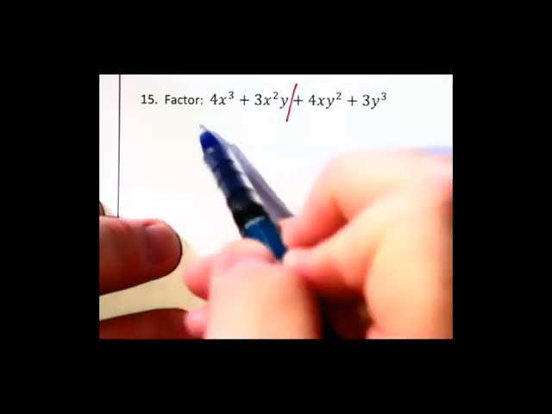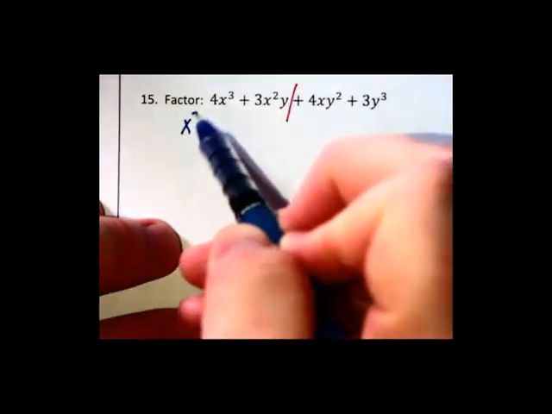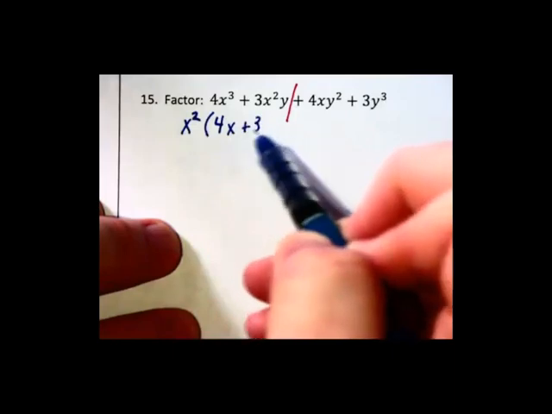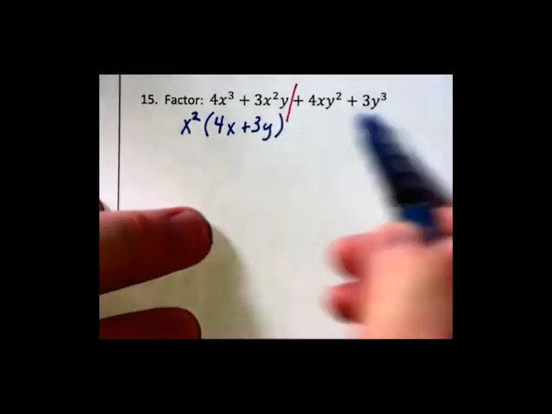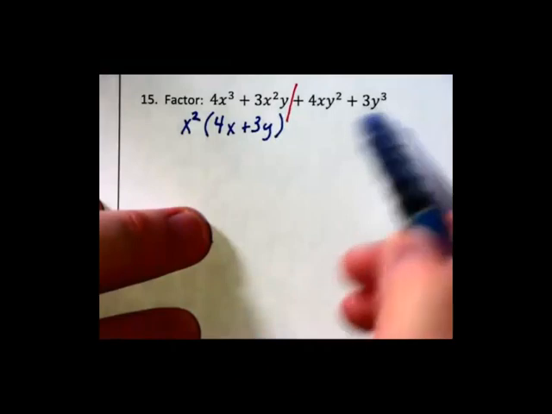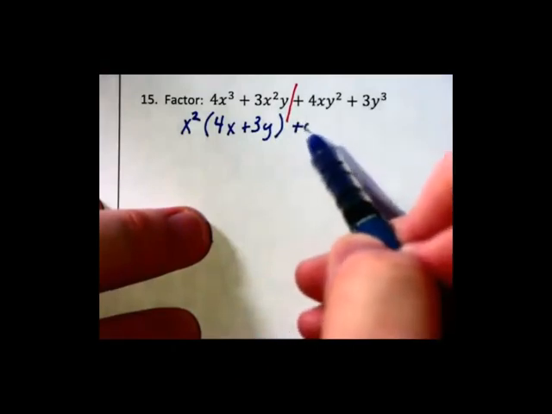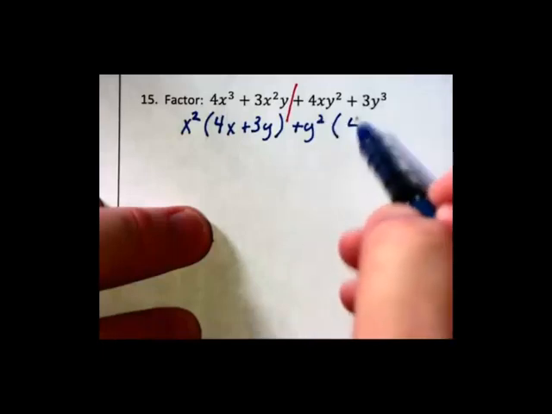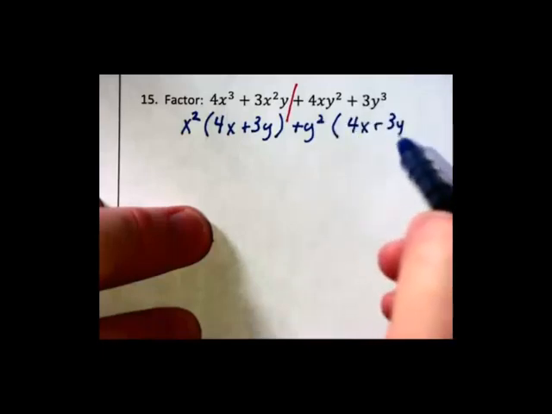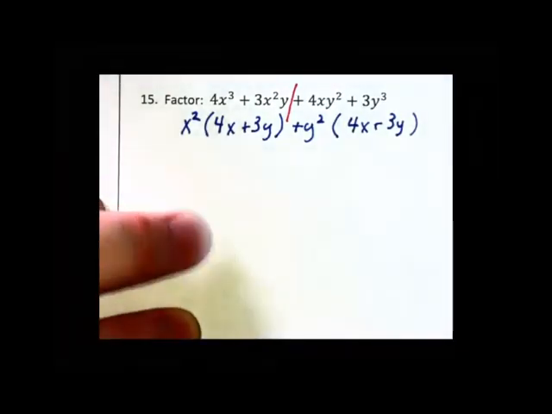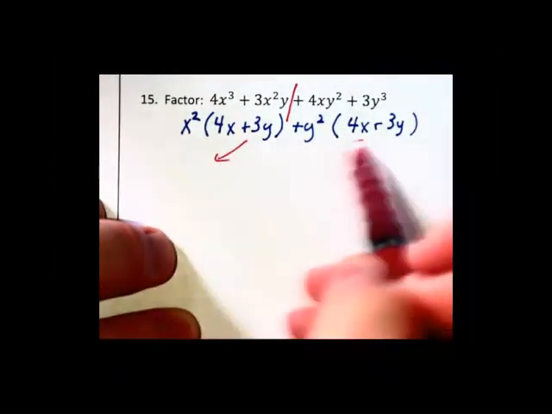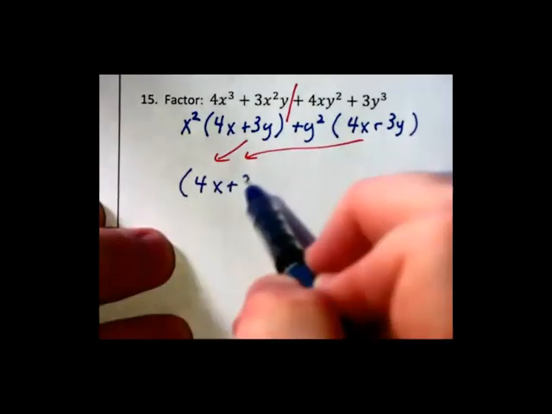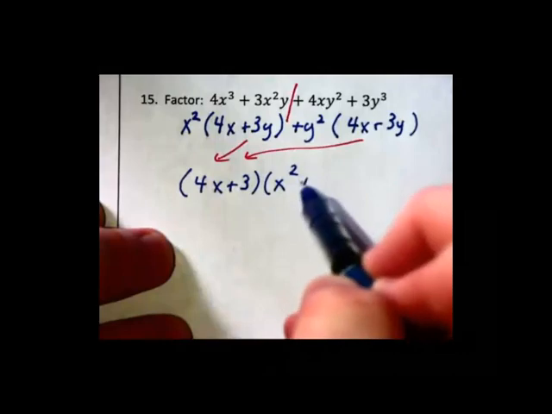From the first 2 terms I can divide out an x squared, leaving me 4x plus 3y. And in the second half of the problem I see a y squared common to each term, so dividing out the y squared leaves me 4x plus 3y again. And there's that common 4x plus 3y, which gives us 4x plus 3y times x squared plus y squared.